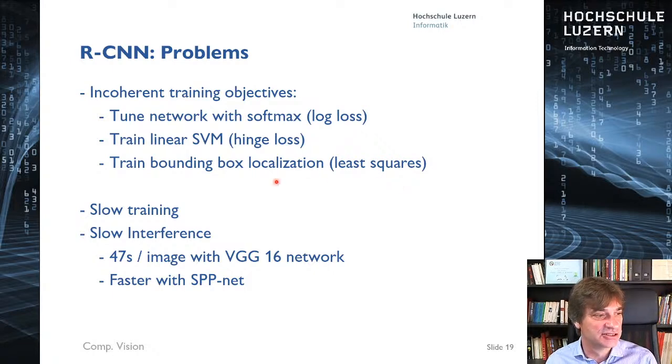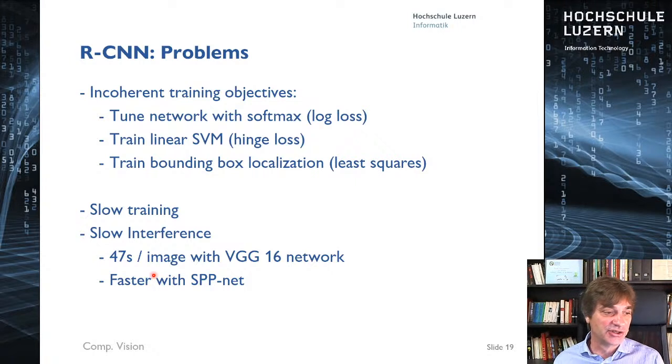Also, it was a bit slow in training, and it was also a bit slow in inference. So inference will be at the time when you give it an image, and it should get the results. So it took about 47 seconds per image using the VGG 16 layers network.